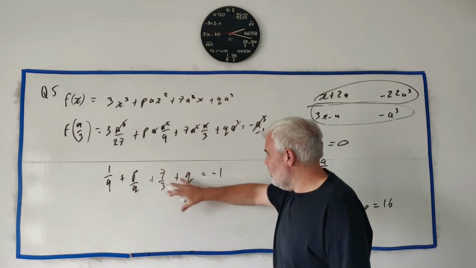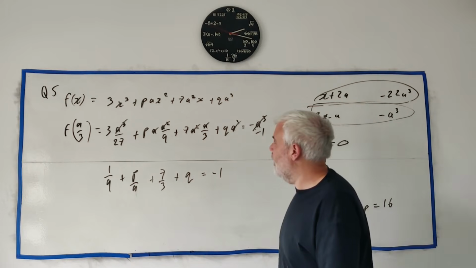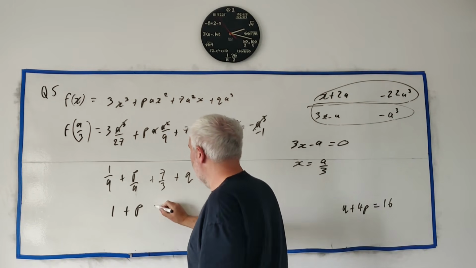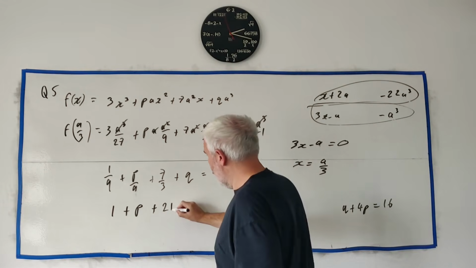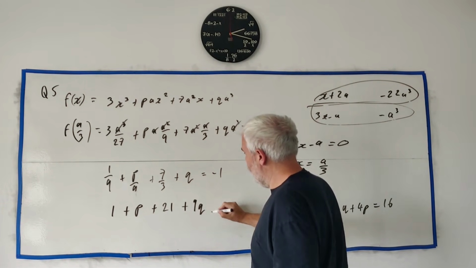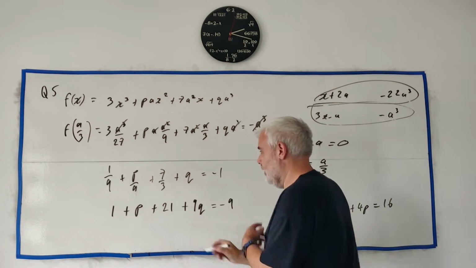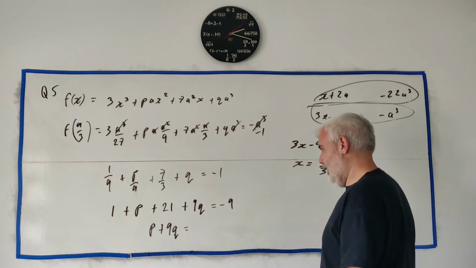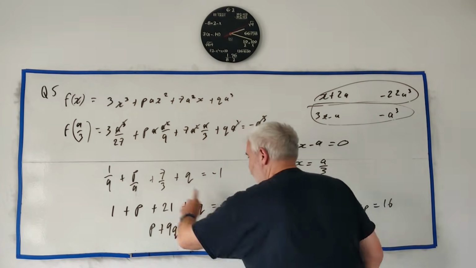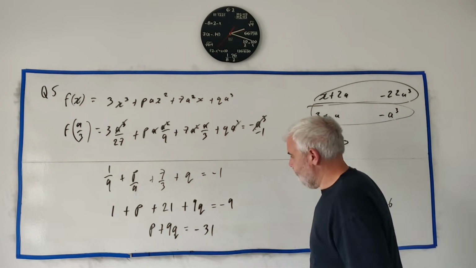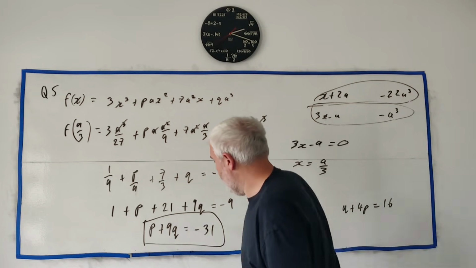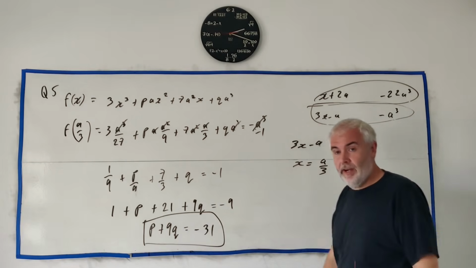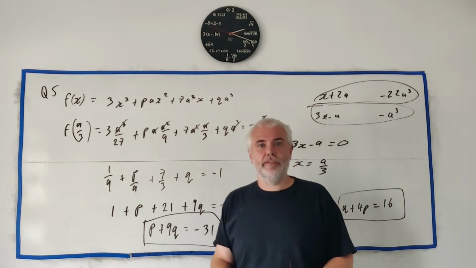Let's clean this up first though. Multiply everyone by 9. We should clean this up a lot. 1 plus p plus 3 times 7 is 21, plus 9q is equal to minus 9. We have p plus 9q is equal to, let's see, that's minus 30 minus 1, minus 31. So we have two equations with p and q. Let me clear some room up here, and we'll solve this simultaneous equation.